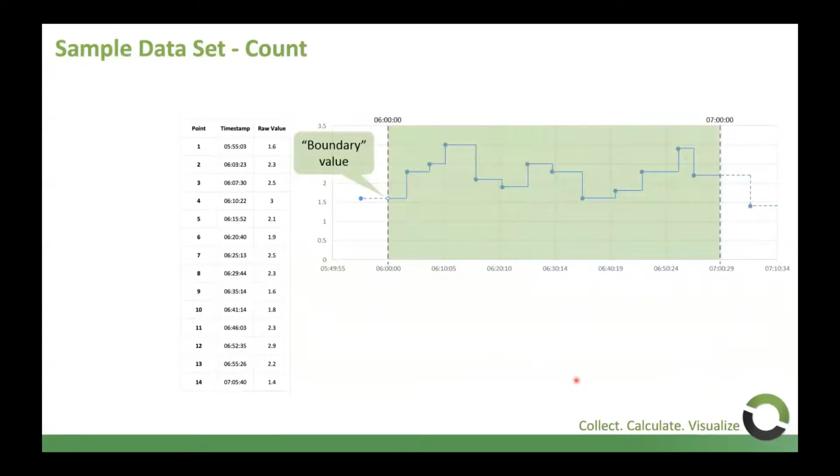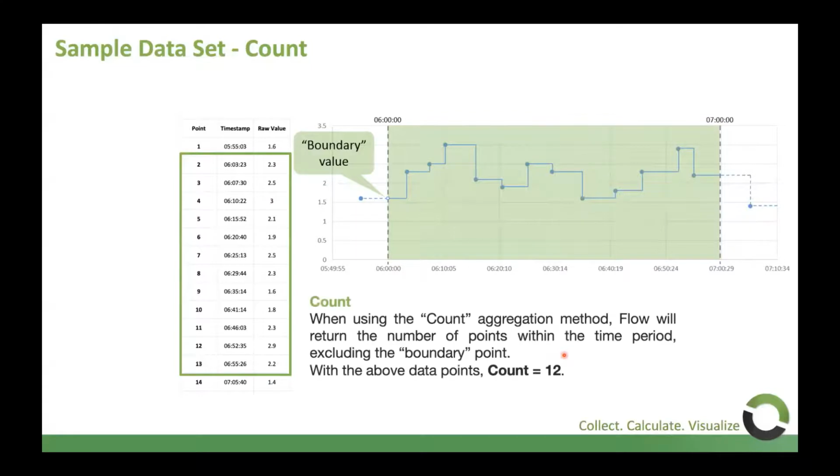All right, next one that we have is the count retrieval. Now the count retrieval, what it will do is it will not include the boundary value. All that it will do is go and count the number of samples that are in this hour. So in this case, I only have 12 points inside of my window between 6 and 7. So the count will, in this scenario, bring back the value 12.